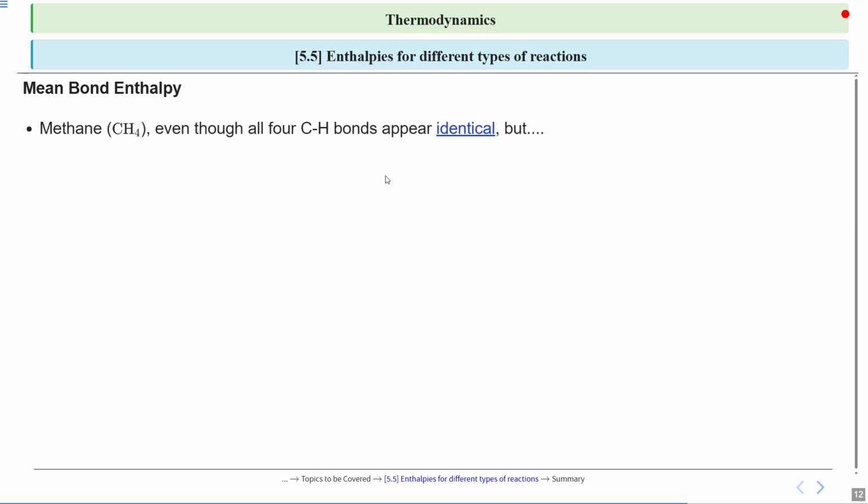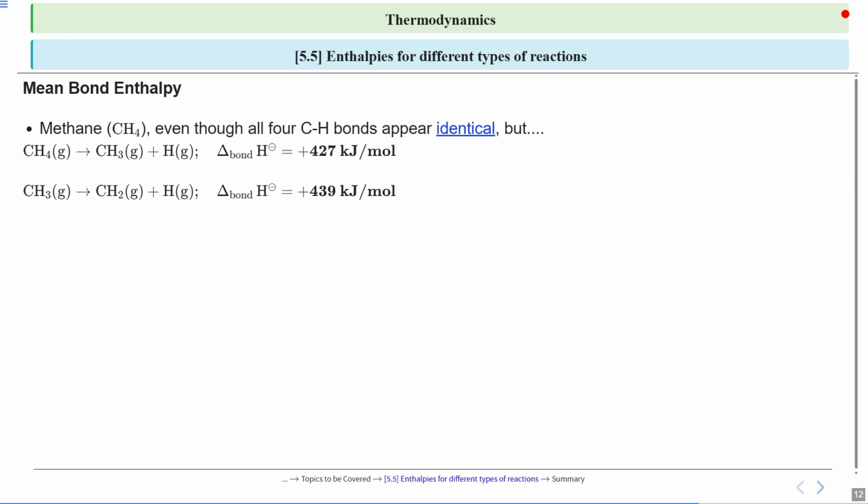At first sight, you will notice that all the 4 CH bonds look equivalent, but they are not equivalent. How? If we break the first bond between the carbon and hydrogen, that bond dissociation enthalpy is plus 427 kilojoule per mole. So what do we get? We get a CH3 and a H. This is for the breaking of the first CH bond. Next, if you break the next CH bond, you will get CH2 and H.